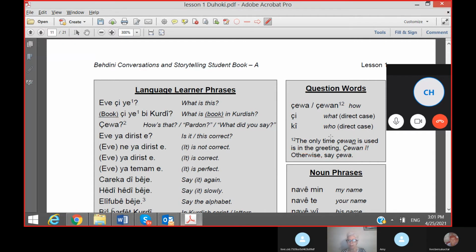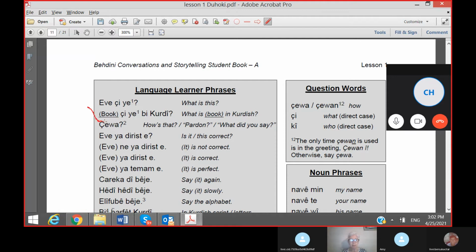Now you're saying, what's up with this direct case business? We'll get to that more in the next lesson, but just know there are two cases. There's a direct case and an oblique case. If you've never studied another language before, you may not know what a case is because we don't have them in English. But for example, in German, there are 4 cases. Or, if you really want to be cool, go to Estonia because they have 13 cases. So in Kurdish, we have 2 cases. It's very doable.